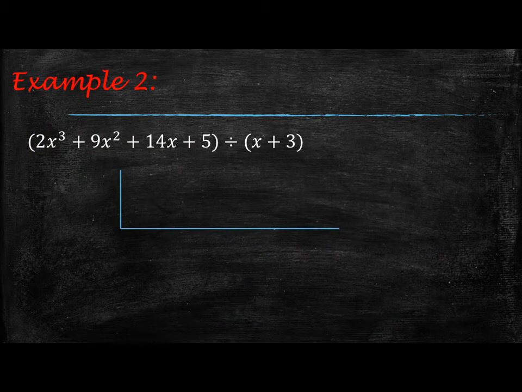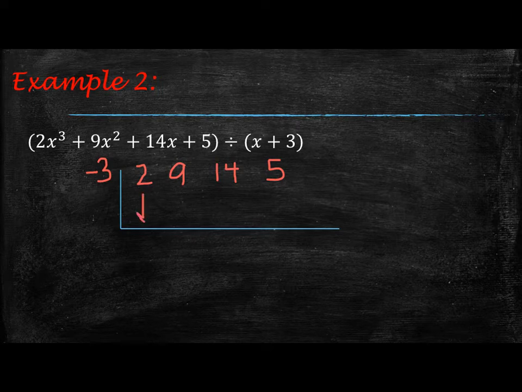Start with your divisor and write down what the 0 would be. So dividing by x plus 3, you're going to divide it by a negative 3. Then go ahead and start to write your coefficients. Make sure that you place hold with a 0 if there's one missing. So we're going to start with 2, then it goes to 9, and then 14, and then 5. Okay, there were no missing terms, so we didn't have to use a 0.